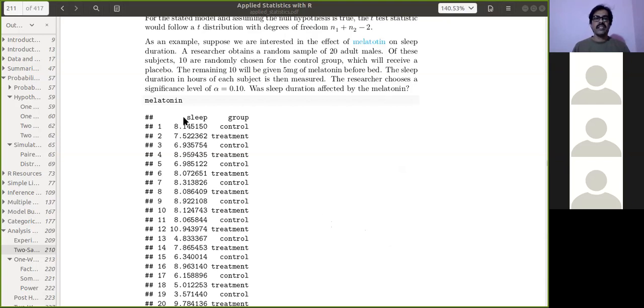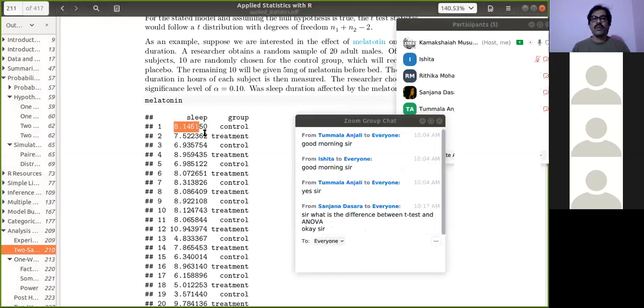See here, you have sleep, which is interval or ratio data, and in group you have categories. This is normal data, so the chi-square test cannot be used. We have to go for a parametric test, which means either a t-test or an f-test. In ANOVA, we perform the f-test. That is why we go for it with categorical data, possibly a crosstab, where you want to employ some parametric test. That is the utility of ANOVA.